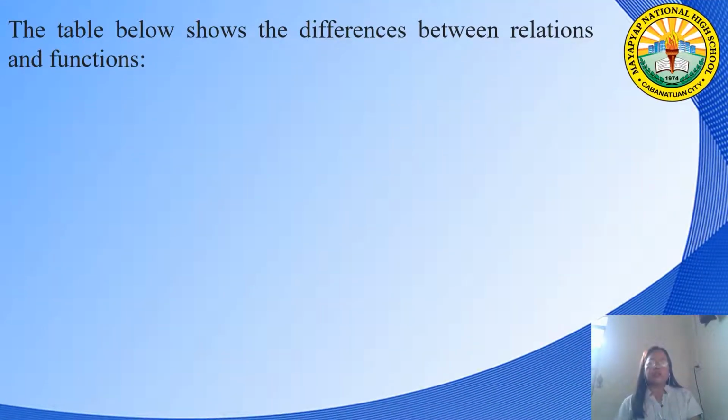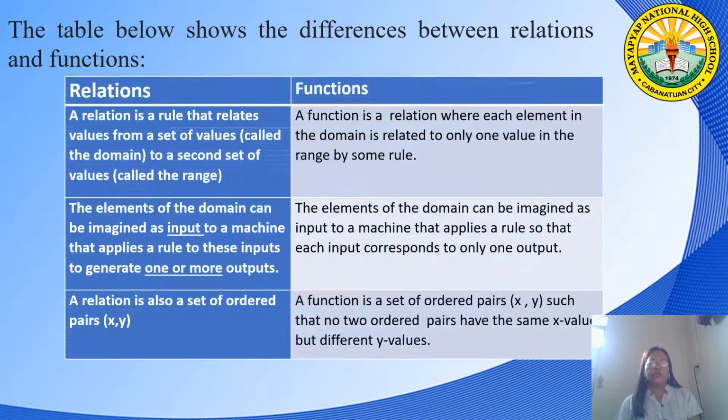Let's talk about the difference between relations and functions. The table below shows the differences between relations and functions. Relation is a rule that relates values from a set of values called the domain to a set of values called the range, while a function is a relation where its element in the domain is related to only one value in the range by some rule.